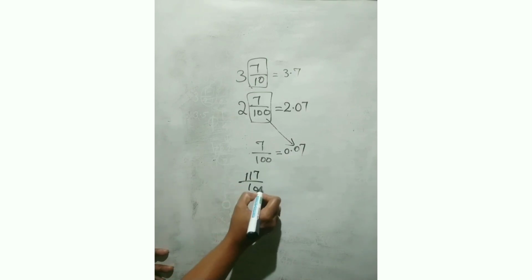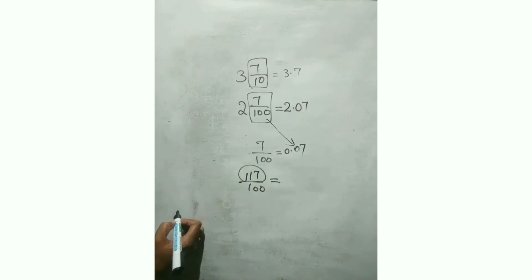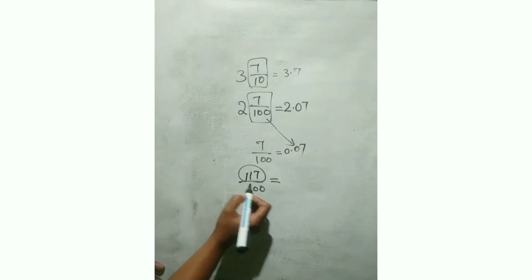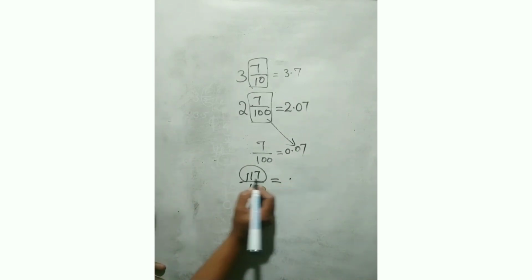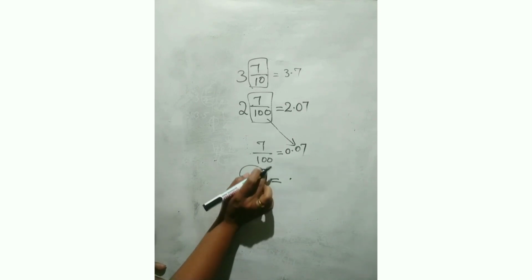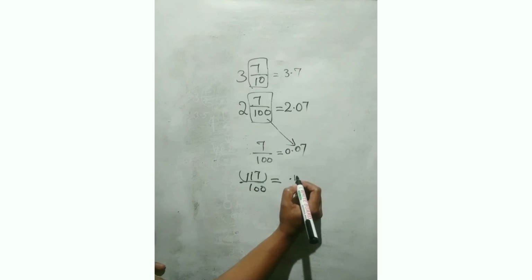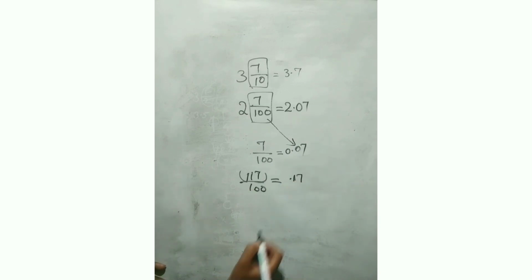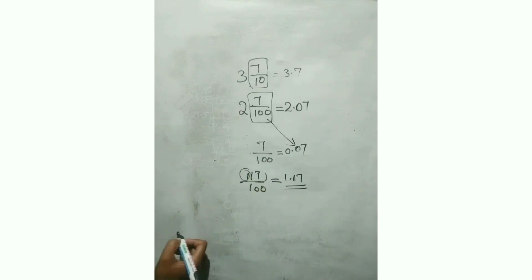Okay, then 117 on 100. Here, the number is more than 100. So, here 2 zeros are there. Actually, we have to count from this side here 1 and 2. So, these two numbers we can write after the decimal point. Remaining all numbers we can write before the decimal point.